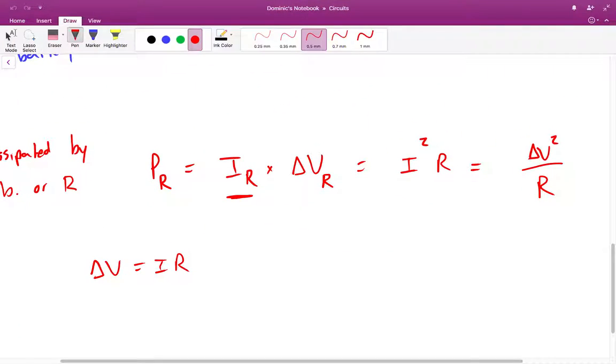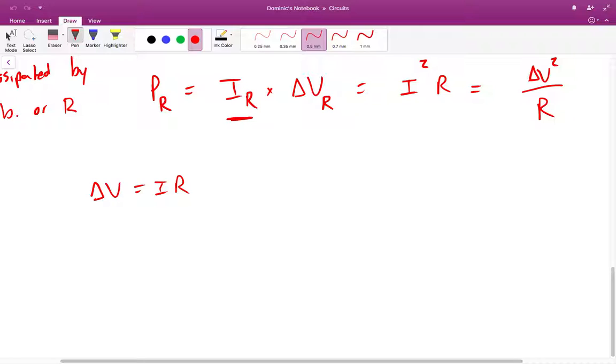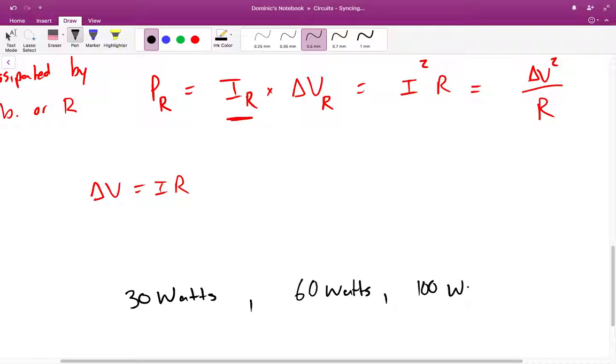So just continuing from the last video, I want to give you a couple of examples using this concept of power in our circuit. If you go to the store and you want to buy a light bulb, you are going to see some kind of power rating on that light bulb. So you might go to the store, and maybe one light bulb is 30 watts, or another light bulb might say 60 watts, or maybe another one might say 100 watts.